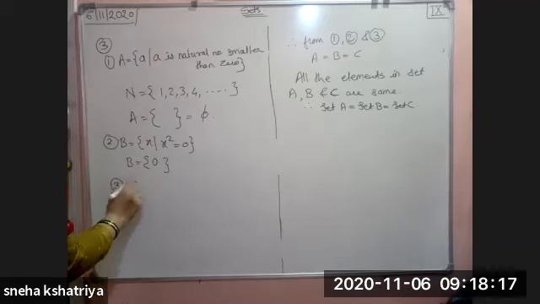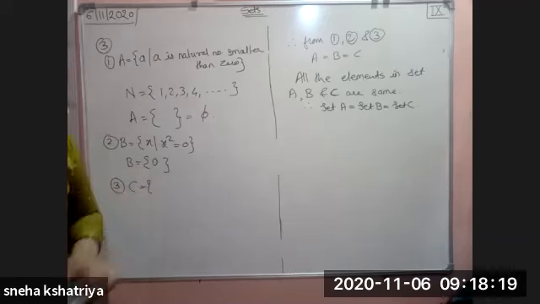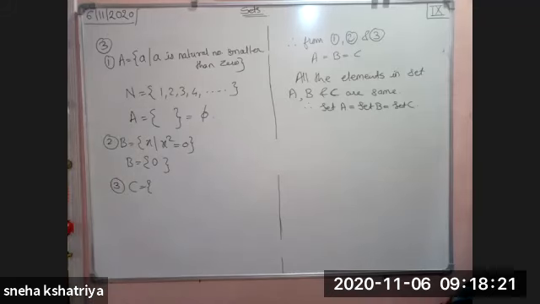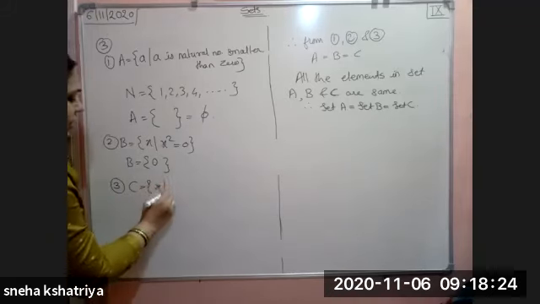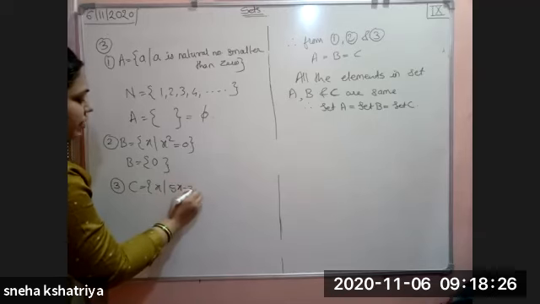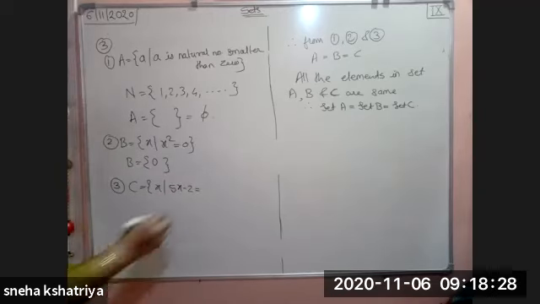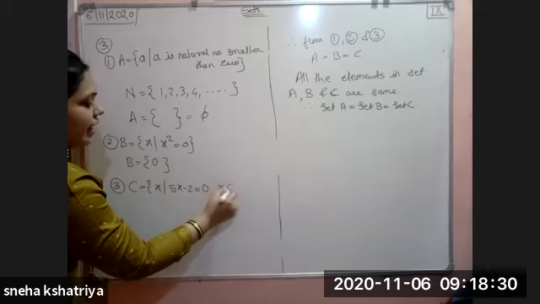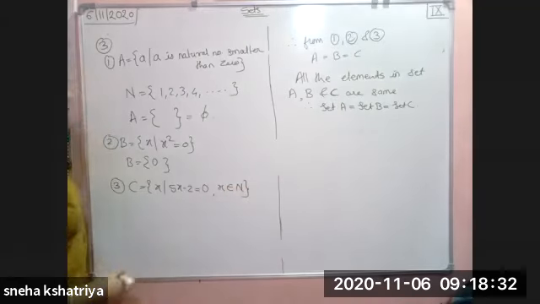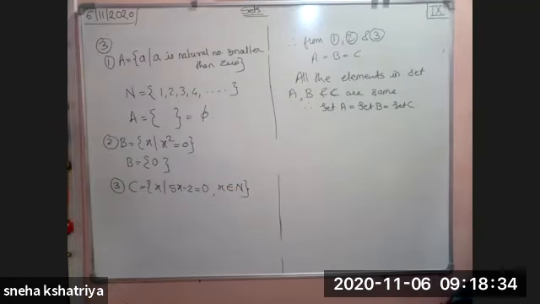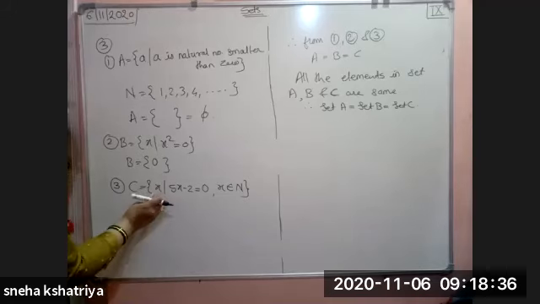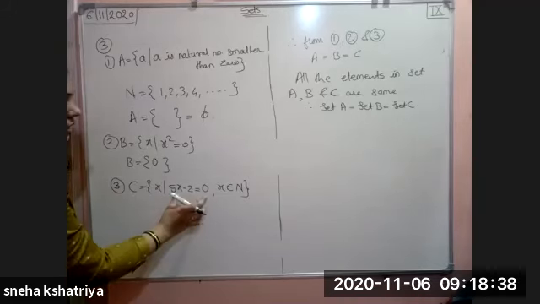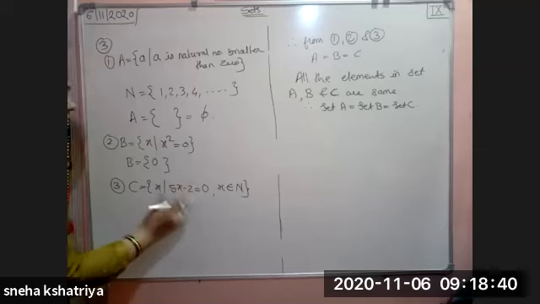Okay. Third. What is the third? C is given to you. Let us see. {x such that 5x minus 2 is equal to 0 and x belongs to natural numbers}. So again we have to find out what the elements in C are. For that they have given this equation. We have to solve this.